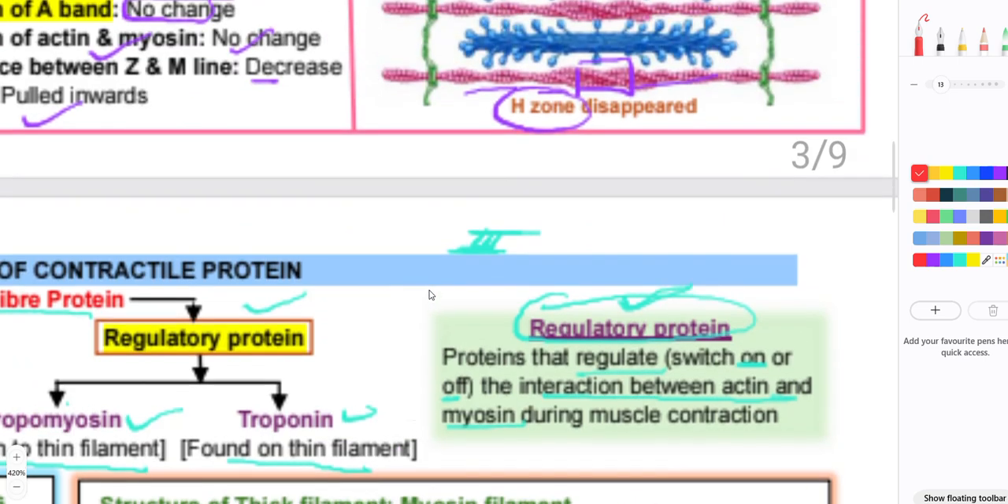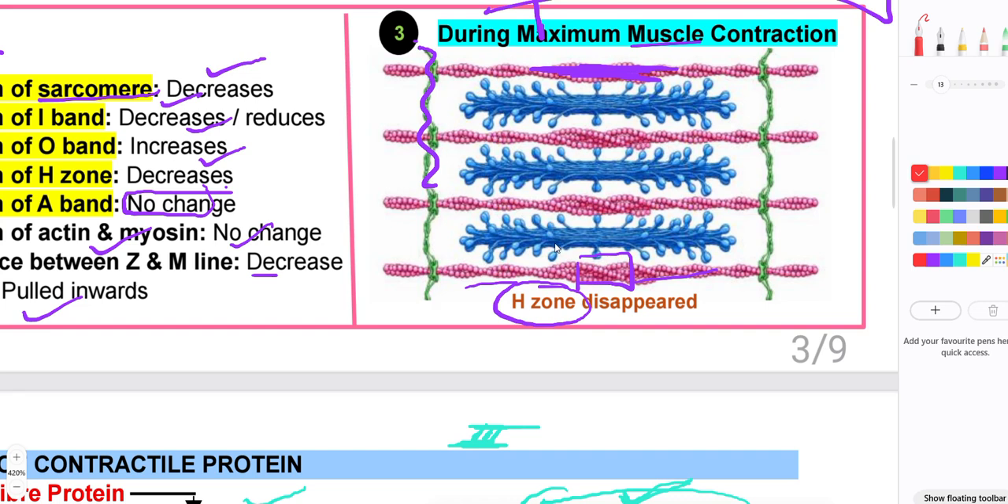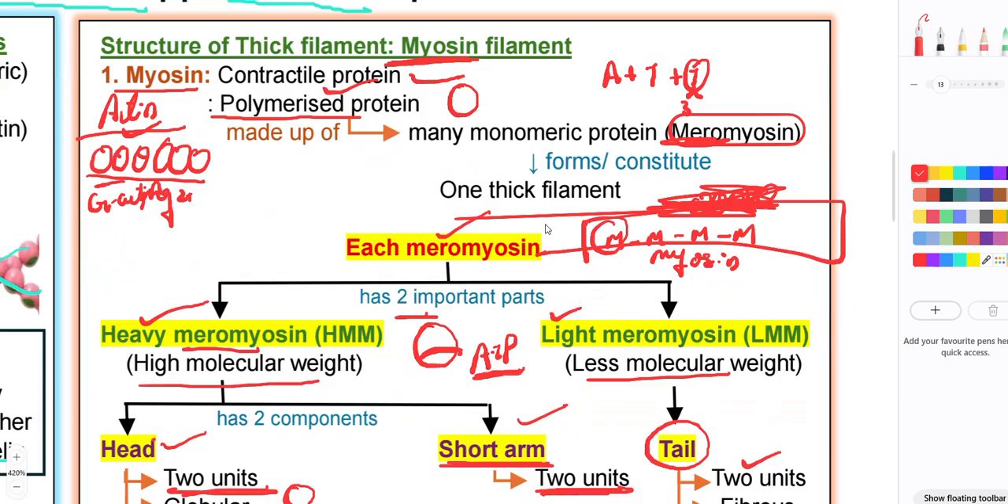Let me show you over here. See this, can you see? This is one head and short arm, one head and short arm, one head and short arm. That is one cross arm, another cross arm, another cross arm. So can you see it is at a regular distance and projected outward? This is what is written over there.